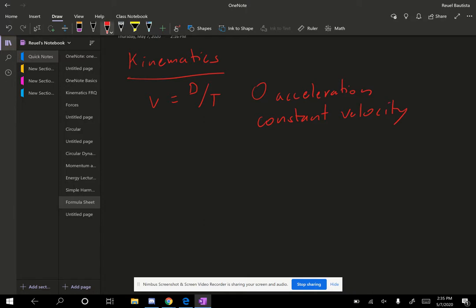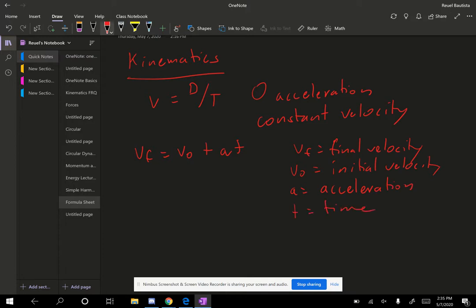The other equations are for when acceleration is not zero, when there is a changing of velocity. We're going to use our three kinematics equations. The first one is Vf equals Vo plus at. Vf is final velocity, Vo is initial velocity, a is acceleration, obviously, and t is time.